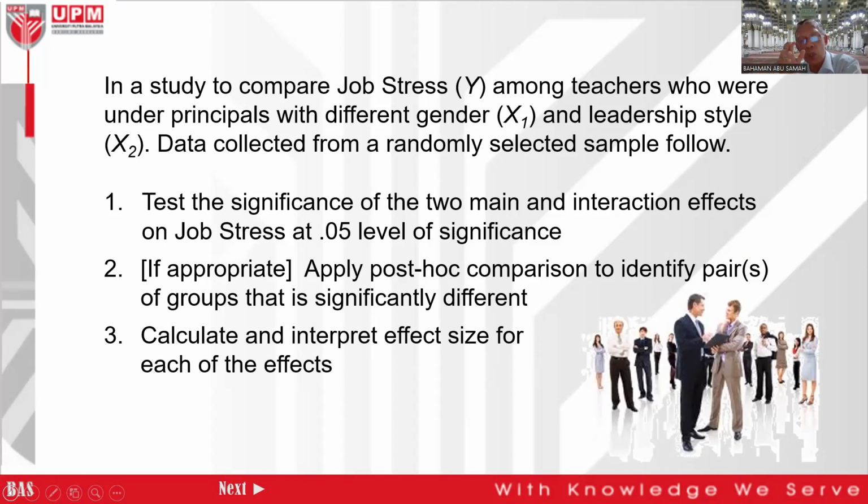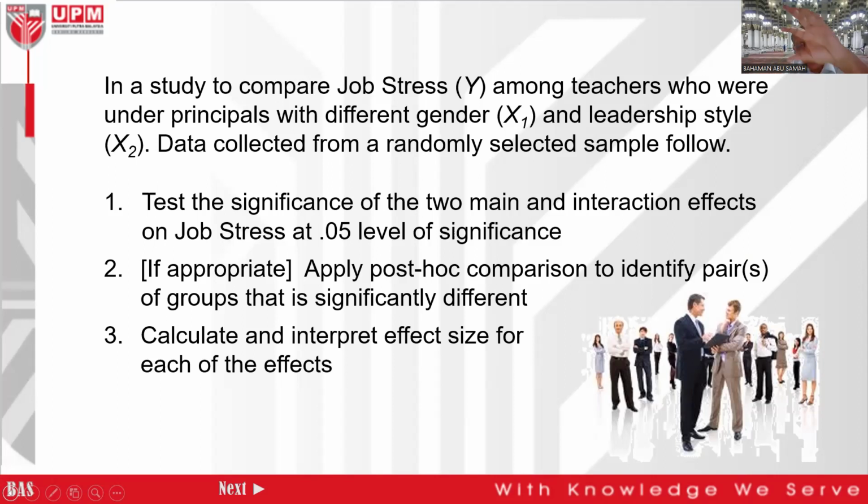Hypothesis for factor 1. Factor 1 will be gender. Factor 2 will be leadership style. And the next will be the interaction between gender and leadership style. Okay, and then number 2, if appropriate, apply post hoc comparison to identify the pair or pairs of groups that are significantly different. And then number 3, calculate and interpret the effect size for each effect. In this case, we are calculating partial eta squared. Okay, those will be the 3 questions.